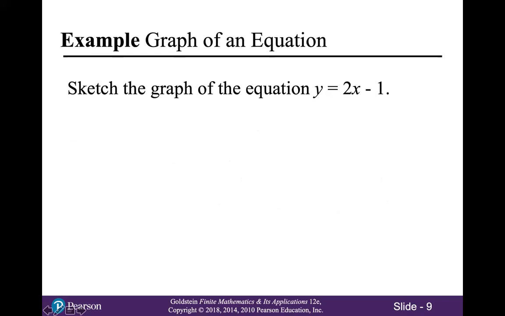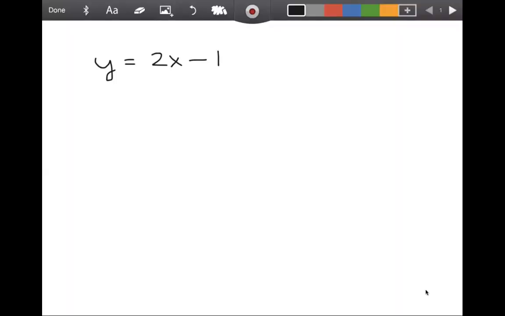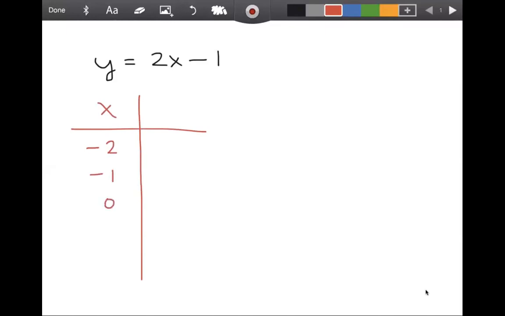Okay, now there are other ways to graph equations like this, but for now, we'll just make a table. So for my x values, I will just pick integers from -2 to 2. Technically, you can pick any numbers you want as long as you have a good enough variety of them. All right, and then I'm going to substitute each of those values of x into the equation, which is y equals 2x minus 1.